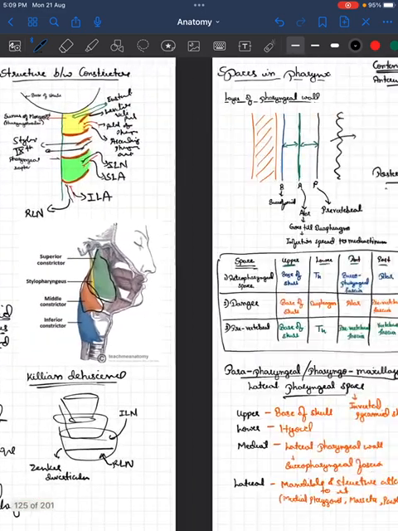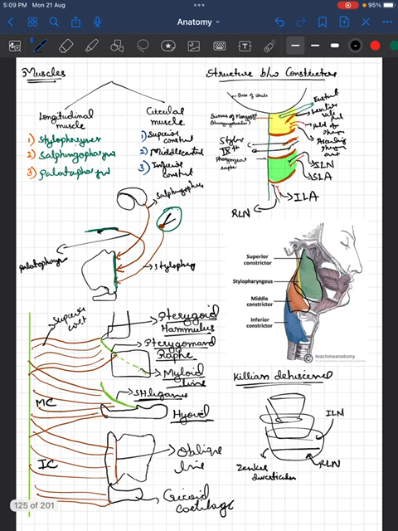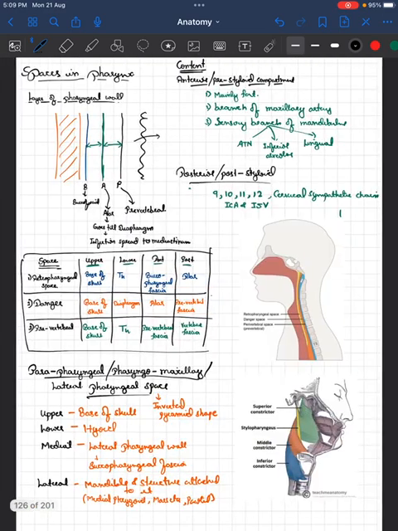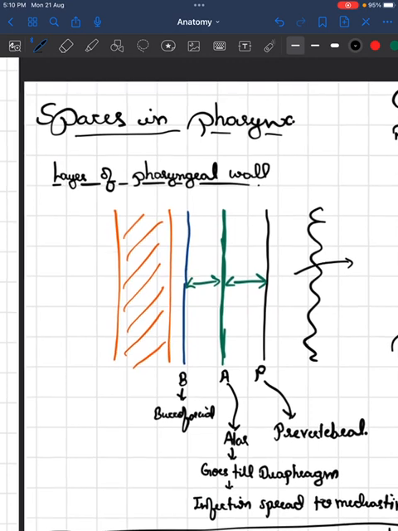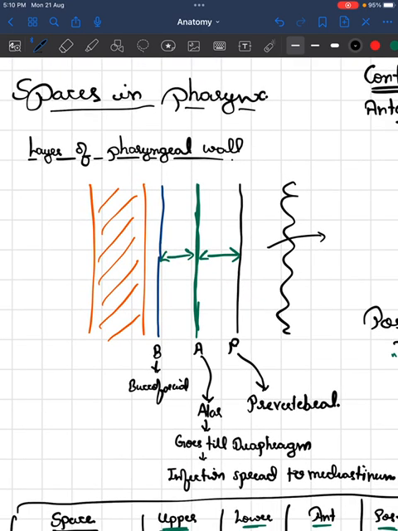Now, the last layer, that is the buccopharyngeal layer, which is just a thin posterior pharyngeal layer. Now, the spaces of the pharynx are also important. Let us learn about the spaces of the pharynx present between the layers of the pharynx.